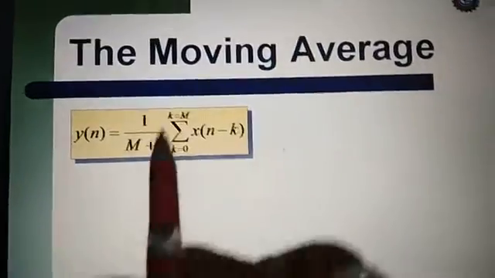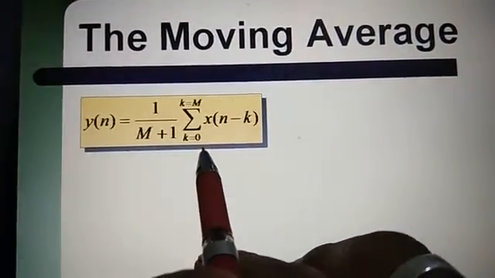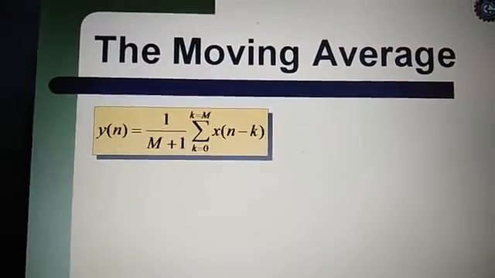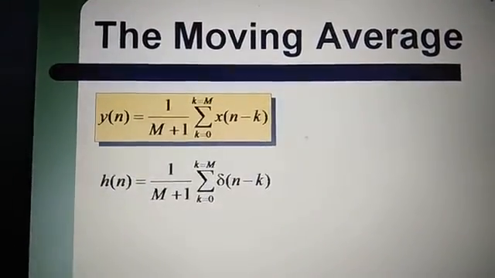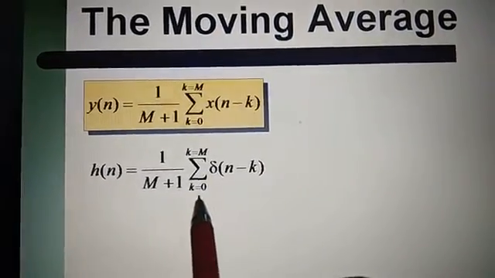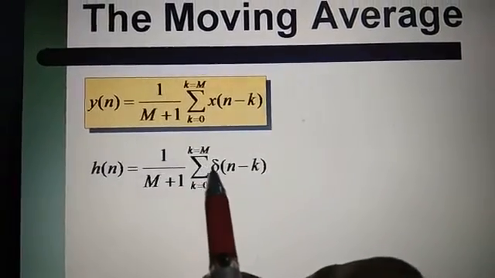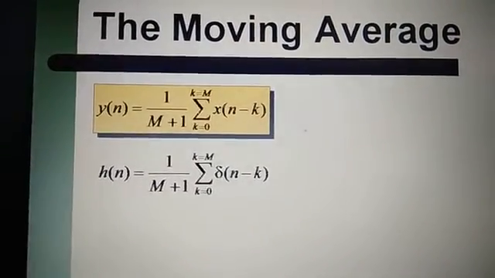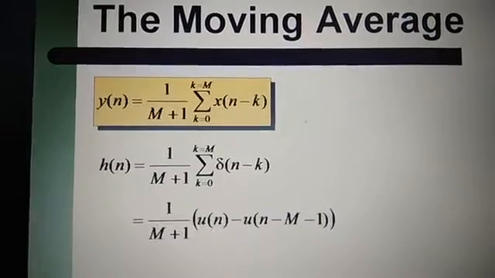Here y of n is equal to 1 upon m plus 1, summation k equal to 0 to m, x of n minus k. And here h of n is equal to 1 upon m plus 1, summation k equal to 0 to m, delta of n minus k. This is the impulse response and y of n is the output response.